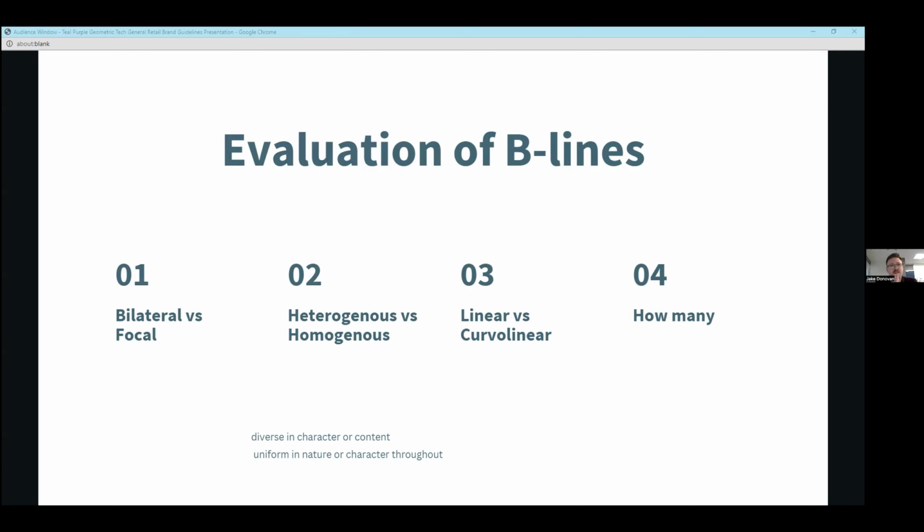Is the distribution heterogeneous or homogeneous? And I had to look these words up, so don't feel bad. I put the definitions down at the bottom there for you. Heterogeneous being diverse in character or content, meaning that there's spared sections of lung, versus homogeneous where there's just B lines everywhere, there's no spared sections. I'll show you some examples of what a spared section of lung might look like.